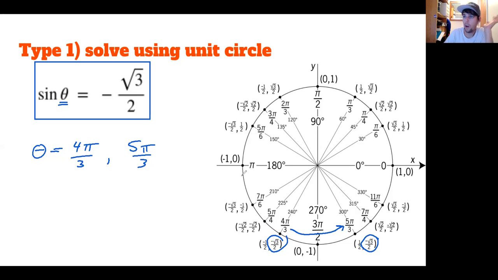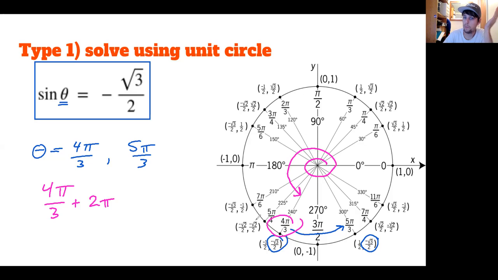We do know that there are technically an infinite number of solutions here, right? If we take this angle here and we just add 2 pi to it, so 4 pi over 3 plus 2 pi, that would be another angle. That would be a solution, obviously coterminal with this same angle. So we would just go full rotation, and then we would go 4 pi over 3.